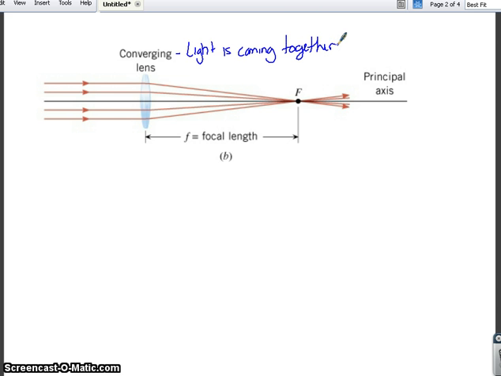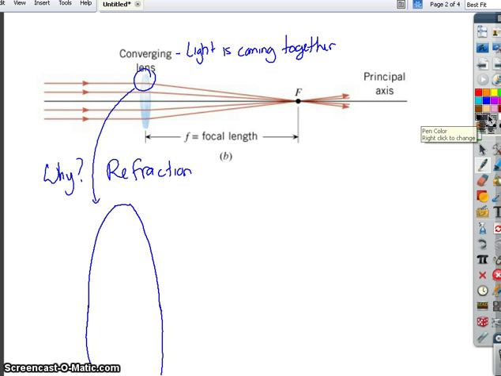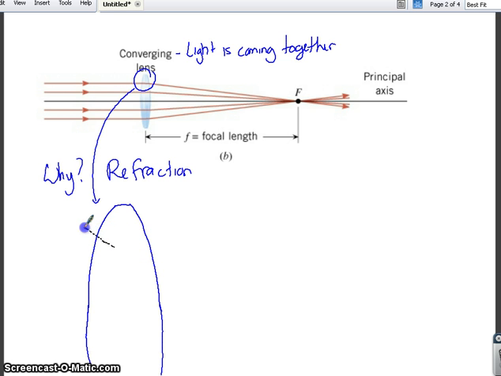Why does this work that way? That's because of refraction. Refraction is the reason this works. So I'm going to zoom in on this and draw this lens nice and big here. This is my zoomed in version of the lens. Light's going to come in, but before I do that, I'm going to draw the normal. This would be the normal to this thin lens that is rounded.